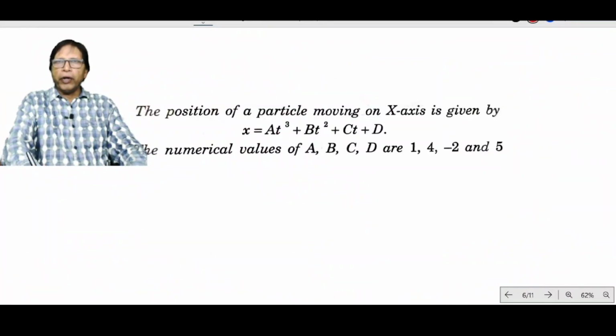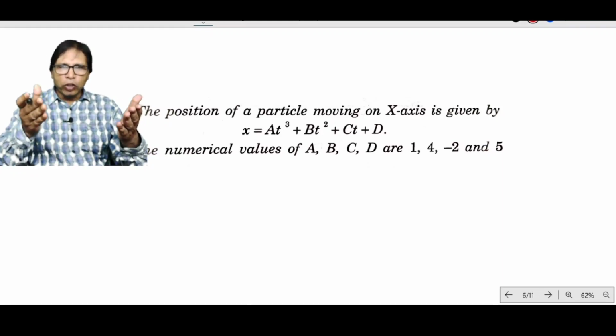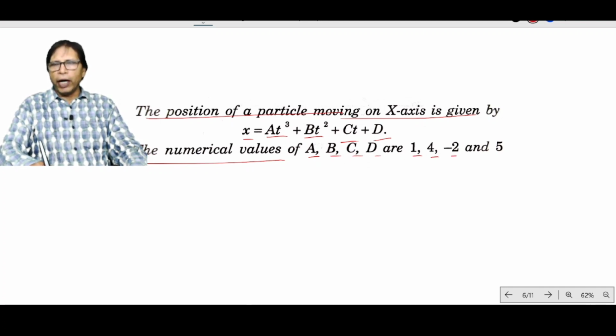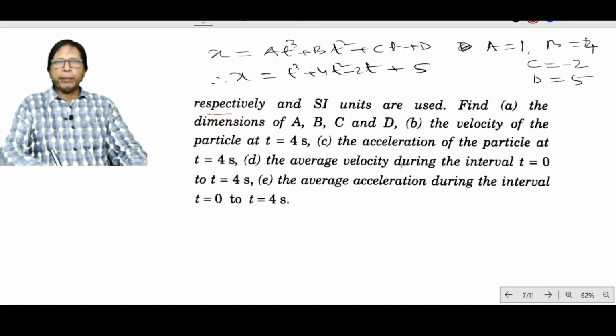Okay. Now a numerical relating to velocity and acceleration. The position of a particle moving along the x axis is given by x equals a t cube plus b t square plus c t plus d. The numerical values of a, b, c, d are 1, 4, minus 2 and 5 respectively. The SI units are used. Find the dimensions of a, b, c, d.